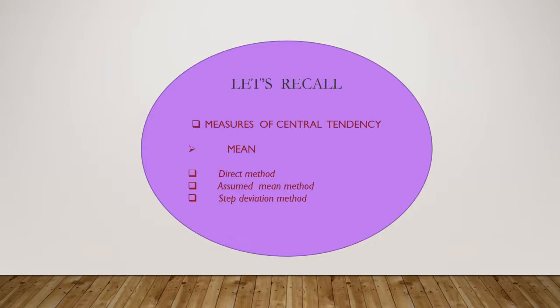Let's recall what we studied in the previous module. Measures of central tendency, namely mean. To find the mean of the data by direct method, assumed mean method and step deviation method.